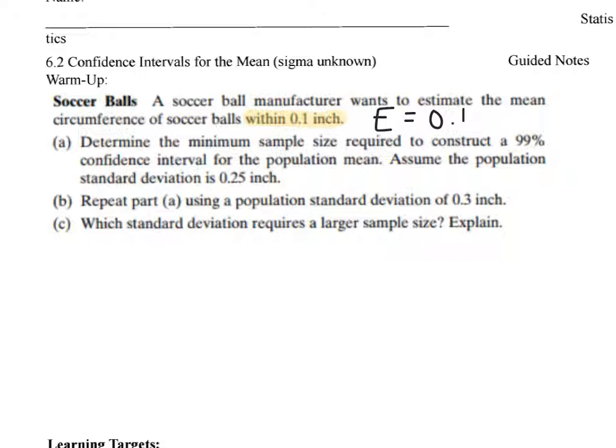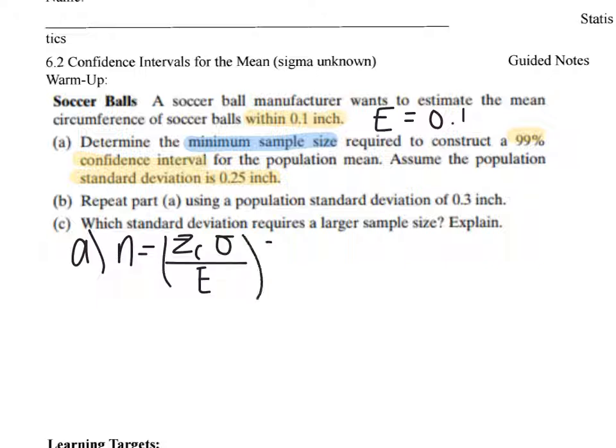So now it asks us to determine the minimum sample size required to construct a 99% confidence interval for the population mean. Assume the population standard deviation is 0.25 inches. The great thing about this is we have a formula for it. The formula is N equals Z sub C times sigma divided by E, and then we're going to square the whole thing.